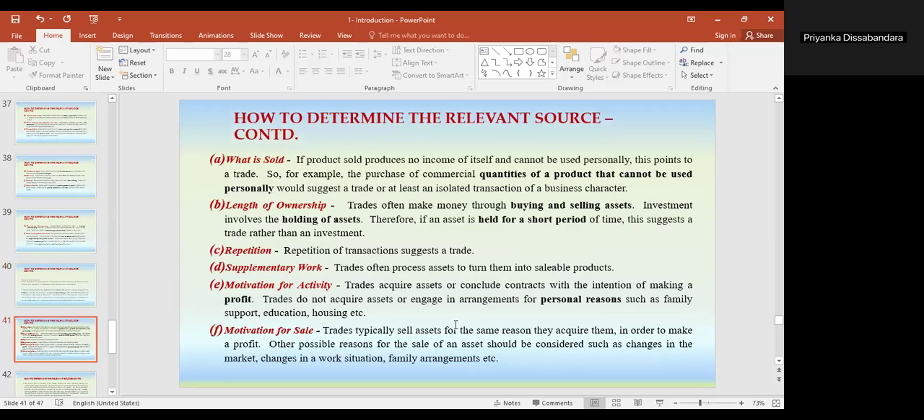Now we are going to determine the business income and investment income using these criteria. So first one is, what is sold? What is sold?